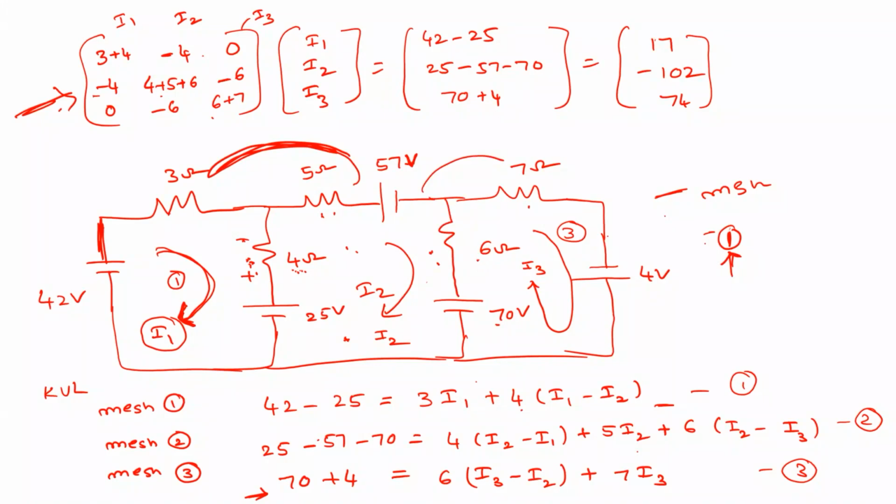So this is over. Now mesh 3. This is the mesh 3 equation. Why is the first element 0? Nothing is common between 3 and 1. Next, what is common between 3 and 2? The 6 ohm resistance, minus 6 ohm, because the current is flowing in the opposite direction. Then the self resistance, 6 plus 7. These are the self resistances of this loop, mesh 3. Clear?